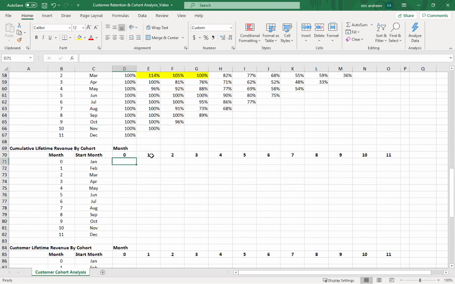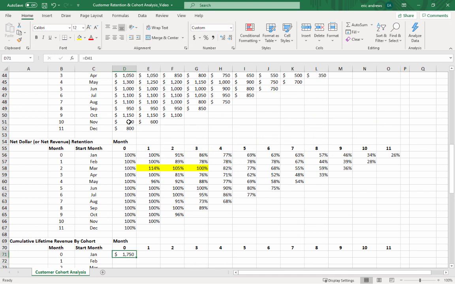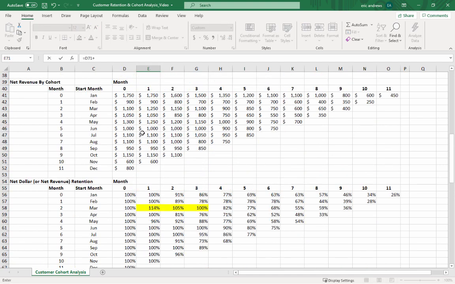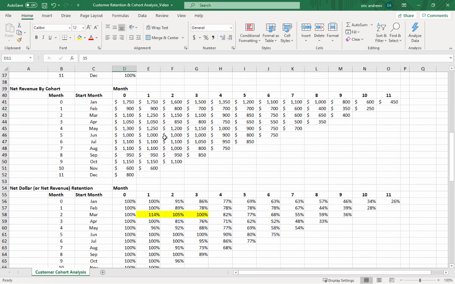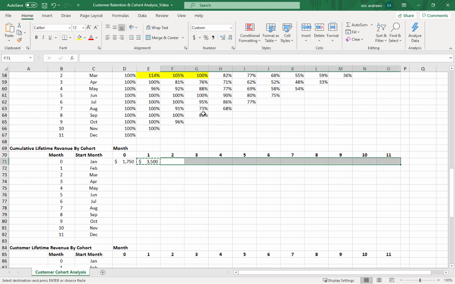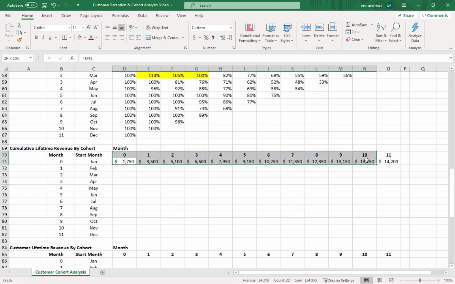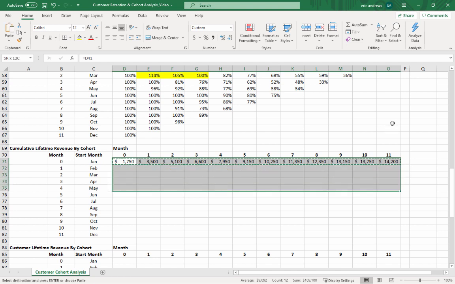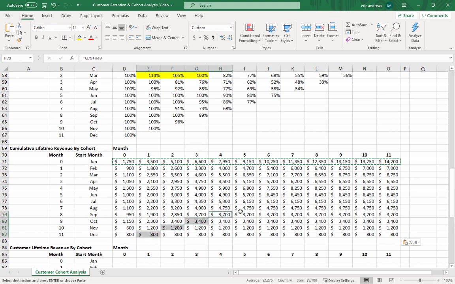So cumulative lifetime revenue is pretty easy if you have the revenue like this. So what we're going to do is we're going to take the initial month, and we're going to add the second month. So those initial 35 customers, if you look at their first 2 months of purchasing, cumulatively, they've generated $3,500. And by month 11, $14,000. Even though in their first month they only purchased $1,750, they've purchased $14,000 by month 11.